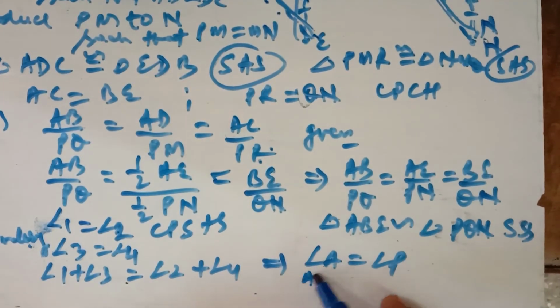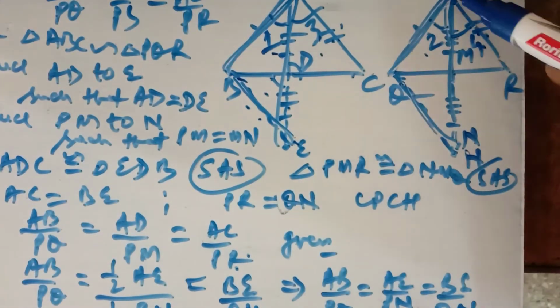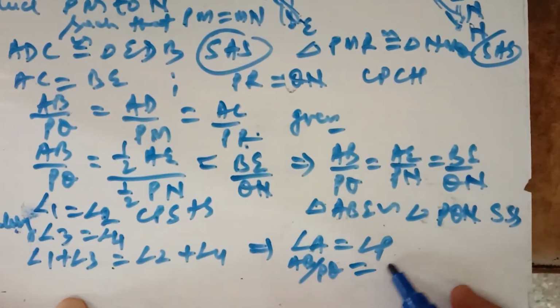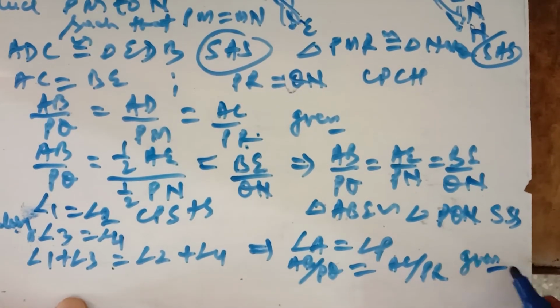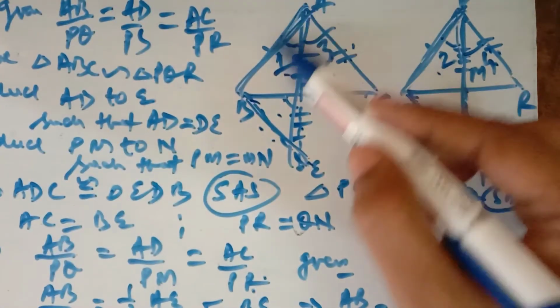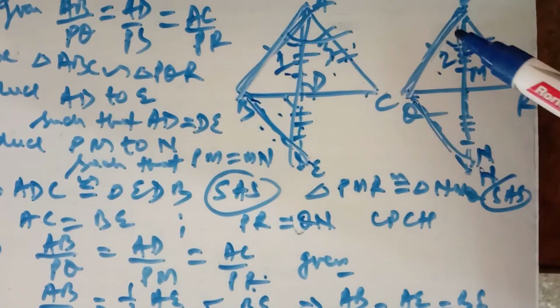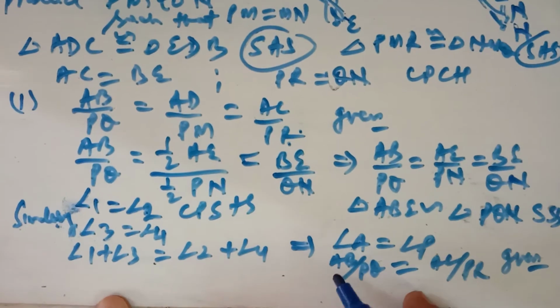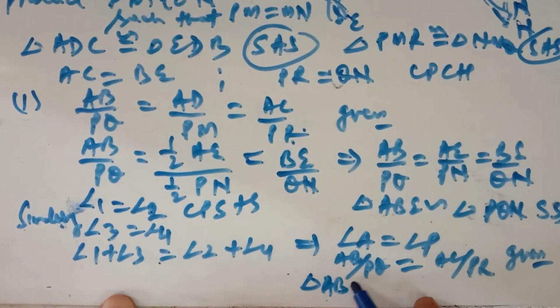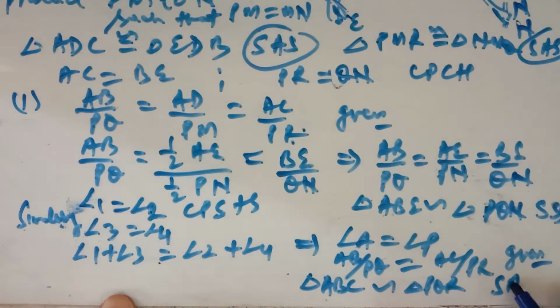And we have AB upon PQ is equal to AC upon PR, which is already given. So the triangles will be similar: AB upon PQ, this angle equal to this angle, and AC upon PR are in the same ratio. So triangle ABC is similar to triangle PQR by side angle side.